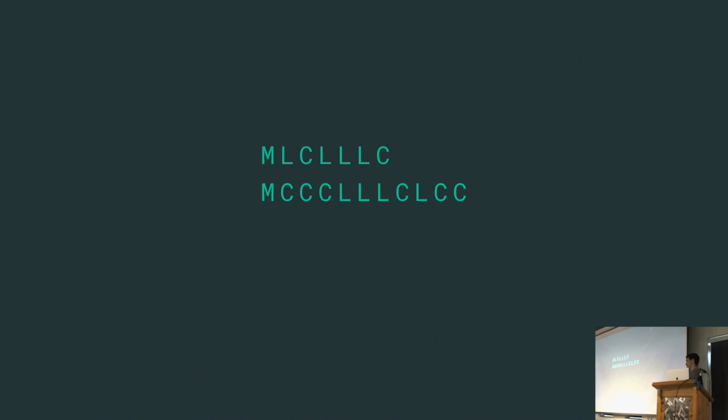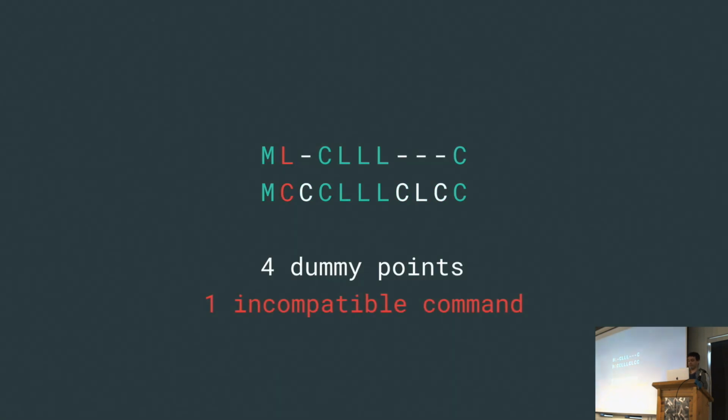Back to SVG path data strings though. Say you ran this through the algorithm. What would that actually mean? What it means is that you can treat the gaps in the alignment as dummy points that you need to add. So in this case, you're splitting the command between the L and the C into 3 commands. And there's one mismatched pair that you need to convert, one line that you need to convert into a curve that looks like a line.